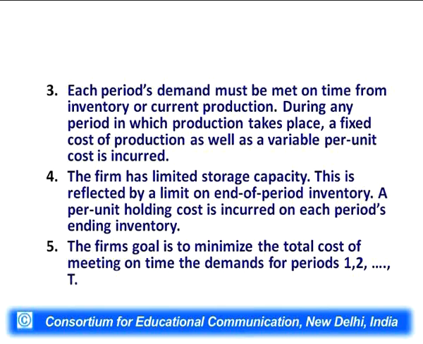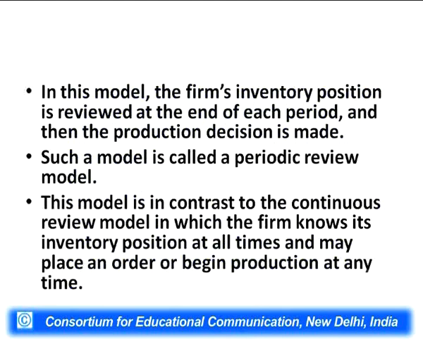And finally, the firm's goal is to minimize the total cost of meeting on-time demands for periods 1, 2, 3 till T. In this model, the firm's inventory position is reviewed at the end of each period, and each period can be 1 month. If you are talking about a total period of 1 year, this can be broken down into month-wise requirements, and then the production decision is made based on monthly requirements. Such a model is called a periodic review model.